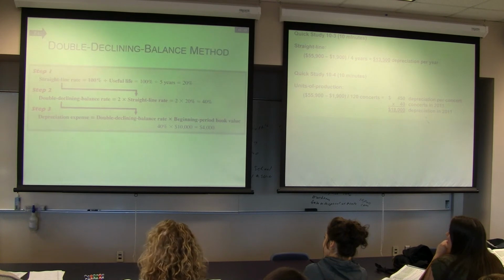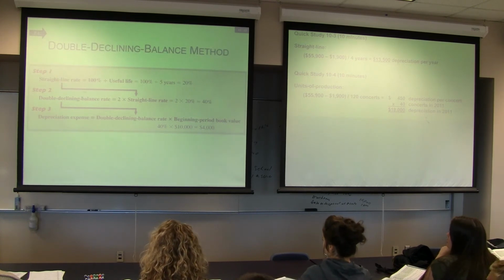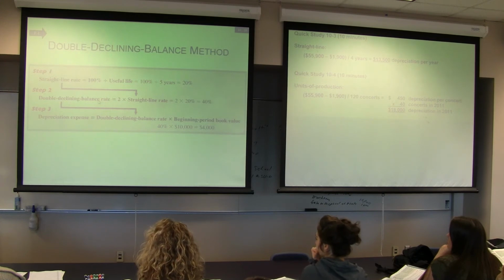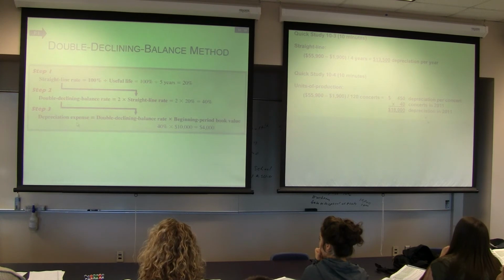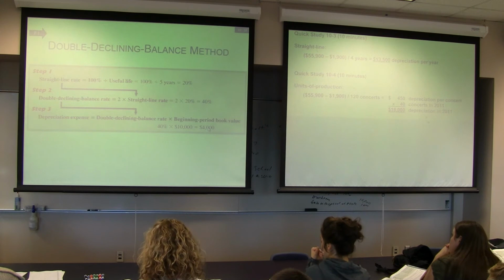All right, so here's double declining balance. Again, step one, the straight line rate. The straight line rate is 100% divided by useful life. So 100%, 5 years is how long you expect to keep it, 20% per year. And then the double declining rate is twice that, or 40%. The depreciation expense is the double declining rate, which is 40%, times the book value at the beginning of the period. Okay, does that make sense?